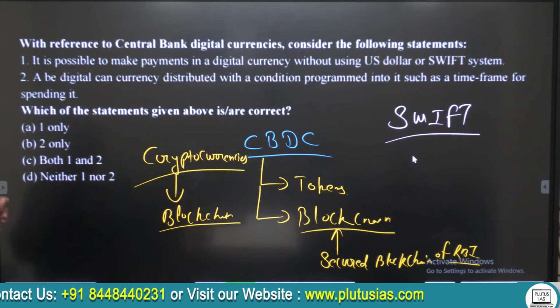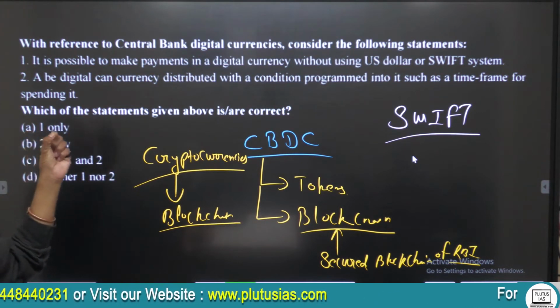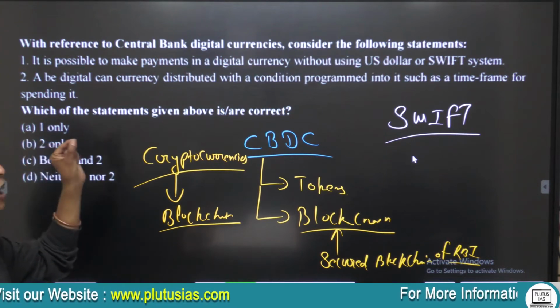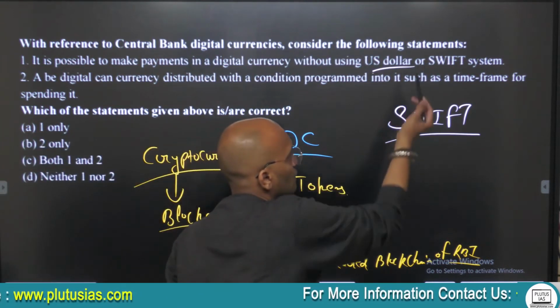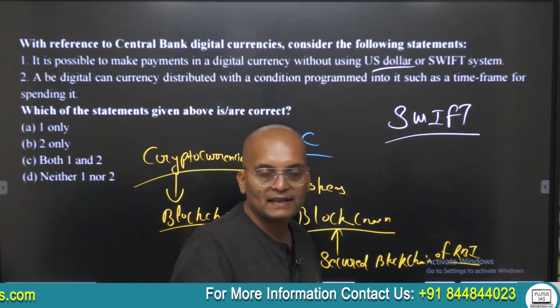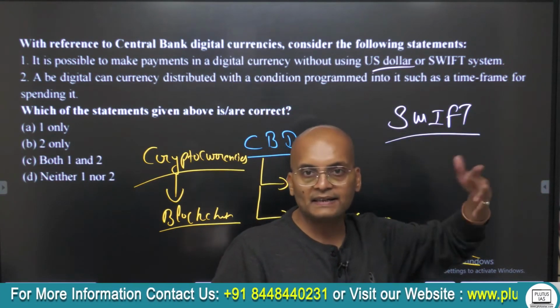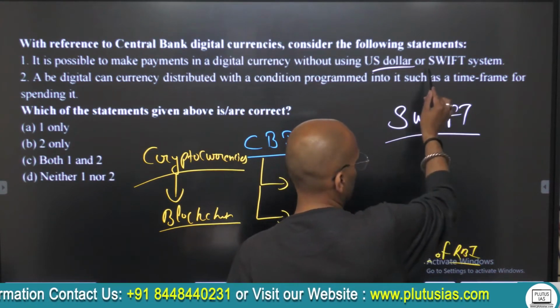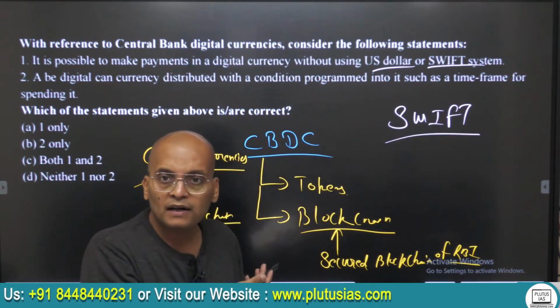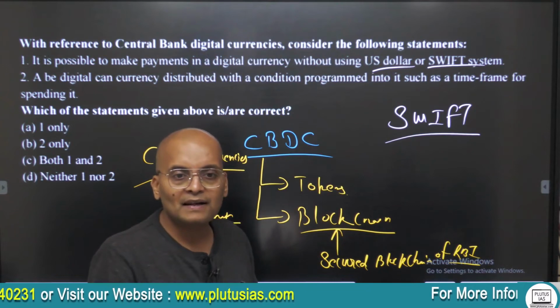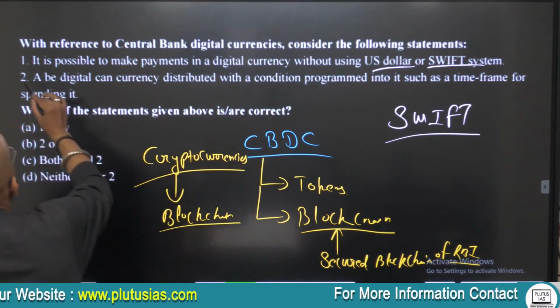Now come to the question. The question is, it is possible to make payments in a digital currency without using US dollars. How come US dollars? We are dealing internally, right? We are not dealing internationally, so no need to use SWIFT or dollars. You can still make the transaction. So this statement is correct.